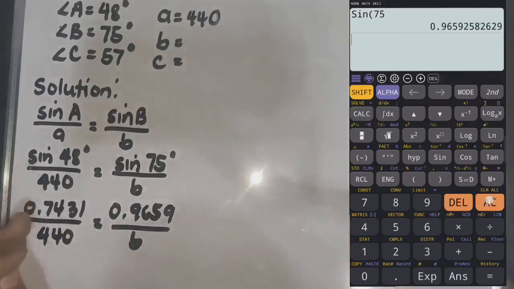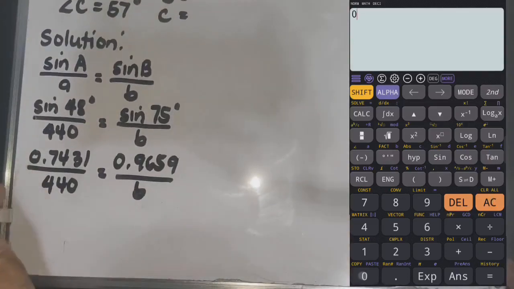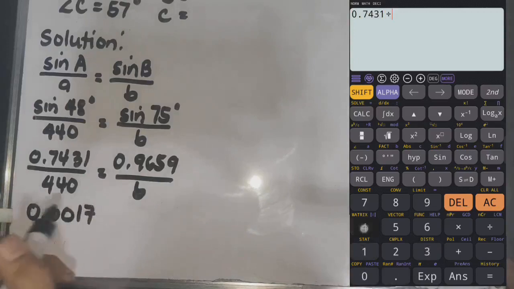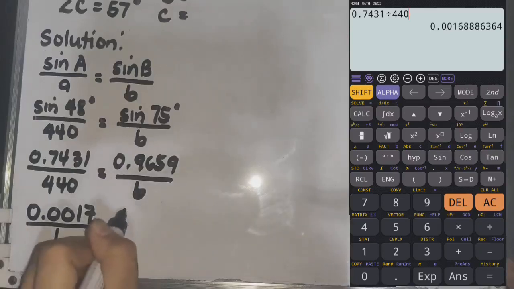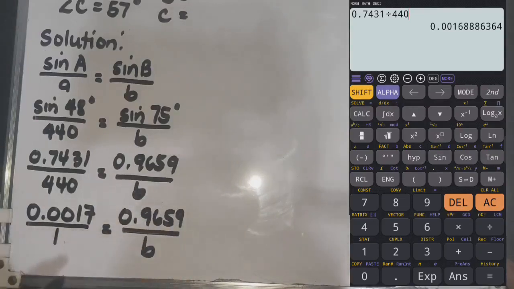Okay, so dito, pwede natin i-divide yung nasa left side. So, i-divide natin. So, we have 0.7431 divided by 440. Your answer will be 0.0017. So, kapag nakapag-divide kayo, automatic wala na yung denominator. So, para hindi lang tayo malito, lagyan natin ng denominator na 1. Okay? So, para hindi tayo malito pag nagko-cross multiplication tayo. Equals 0.9659 over B. Then, cross multiply. Nilagyan natin ng 1 para hindi tayo malito sa pagko-cross multiply.